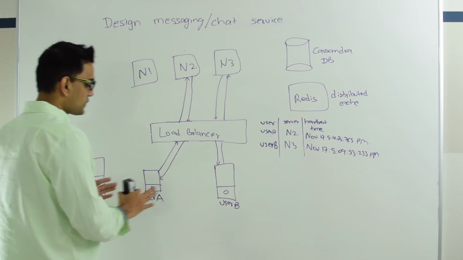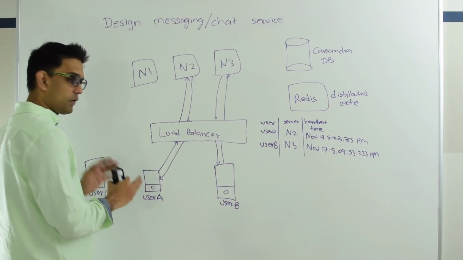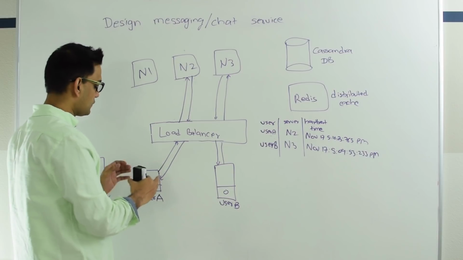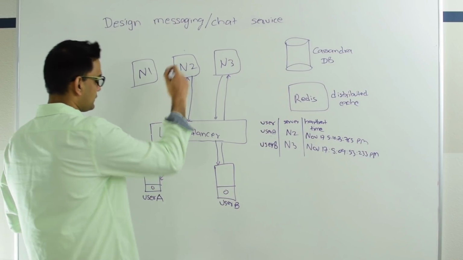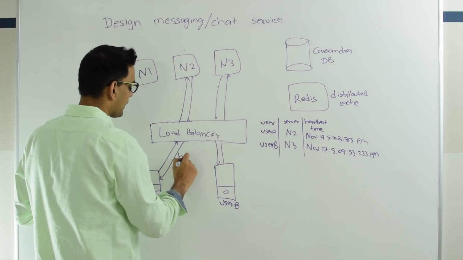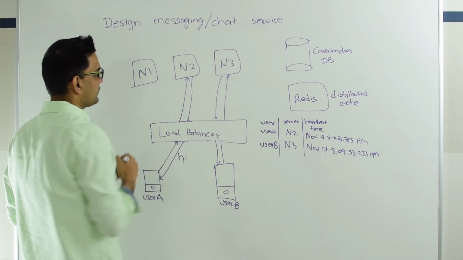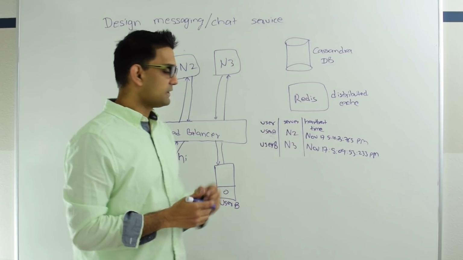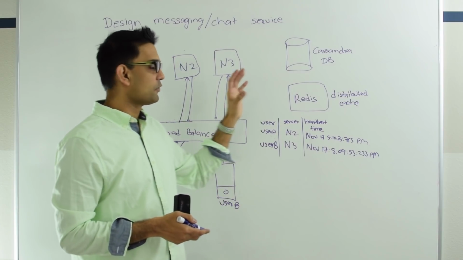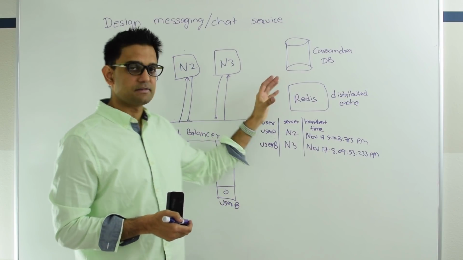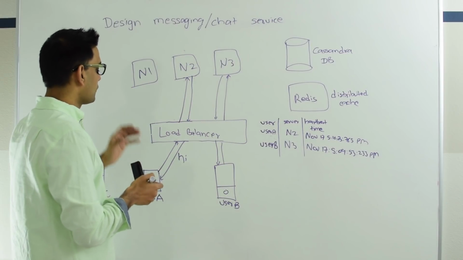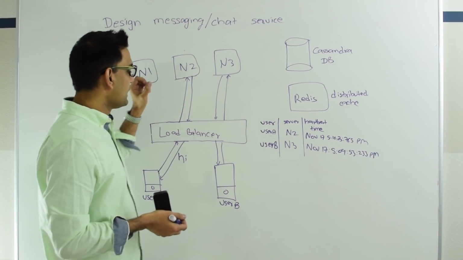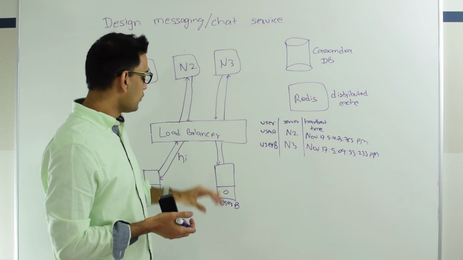Now user A wants to send a message to user B. User A has his connection open with N2, so he's going to send this message to N2. Let's say he sends hi. So hi goes all the way to N2. Now N2 will first persist this message in the Cassandra database, and we are going to look into more details later on. So first he persists that message in the Cassandra database, then he's going to check whether there is anyone who is managing user B.